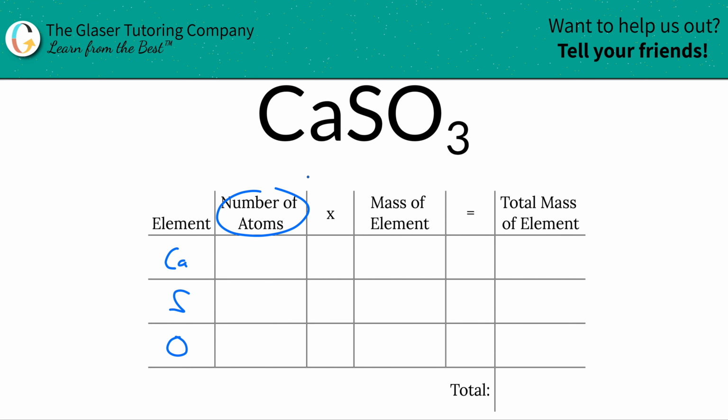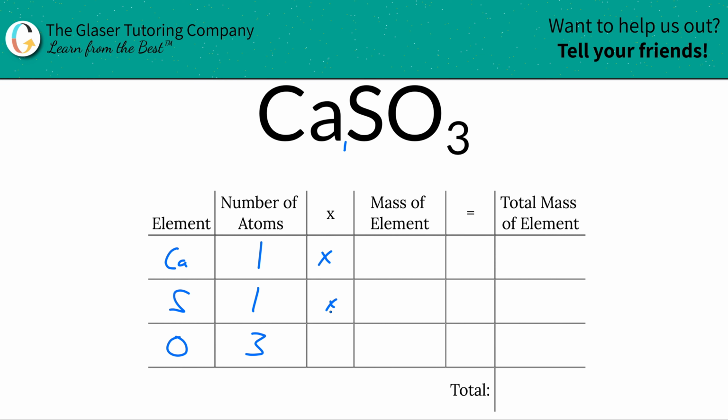The next thing is to write down the number of atoms of each, and that's where the subscripts come into play. So the subscript of calcium is a 1, right? Even if there's nothing there, that does not mean it's a 0. It is a 1, all right? Same thing for sulfur. The subscript of sulfur is a 1 as well, and then the subscript for oxygen is a 3, so we have 3 oxygens.